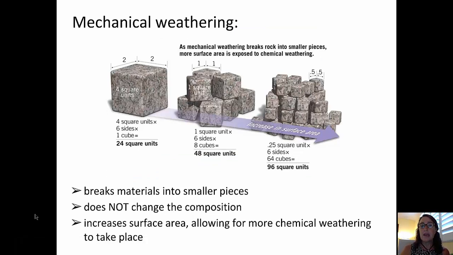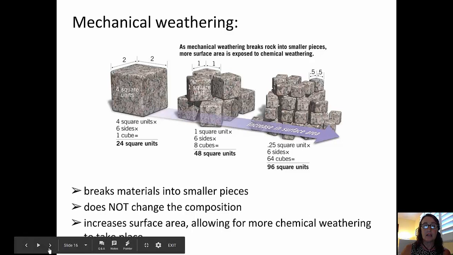Mechanical weathering breaks materials into smaller pieces, and as it does that, it does not change the composition, but it does increase the surface area. Now, increasing the surface area allows for more chemical weathering to take place because there's a larger surface for that chemical weathering to attack. So you can see in the picture here, you have that same size cube of granite that has been broken down from a single cube into 8 cubes and then into 64 cubes. And you can see the corresponding increase in surface area that would allow chemical weathering to take place after that mechanical weathering had taken place.